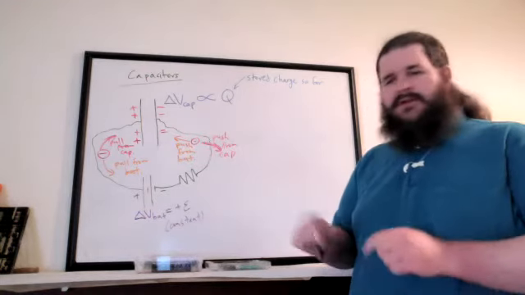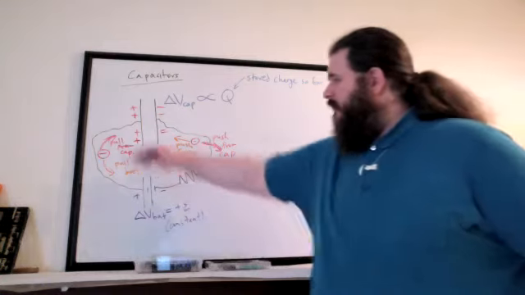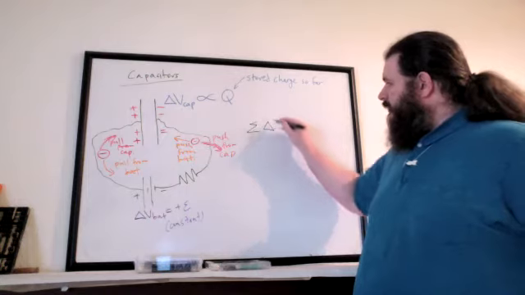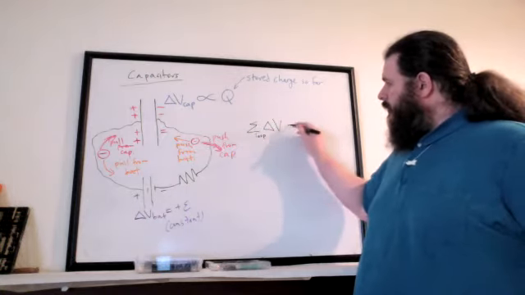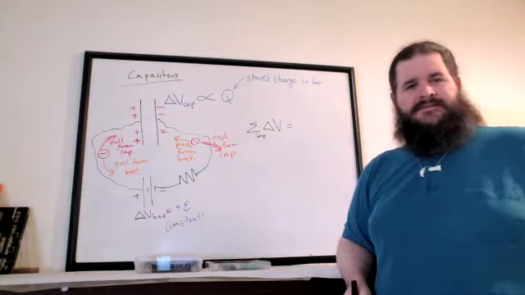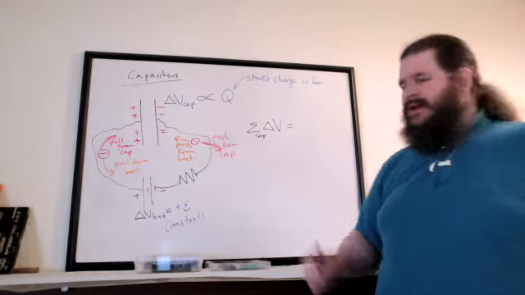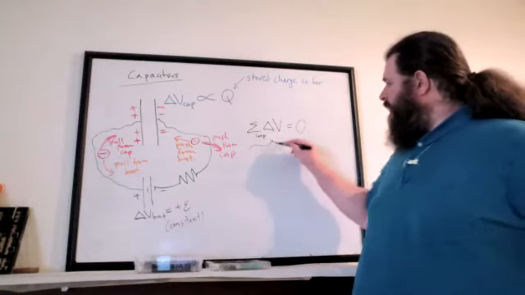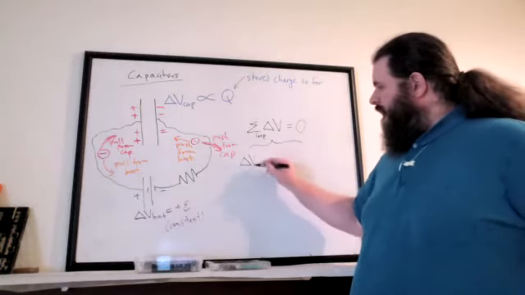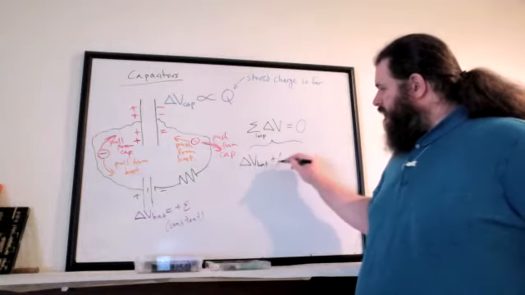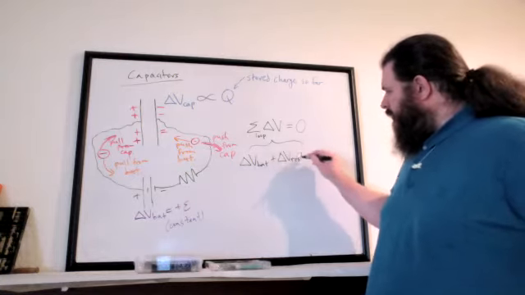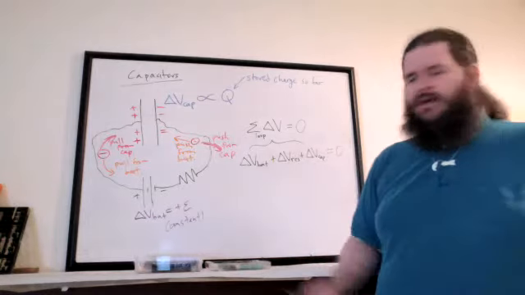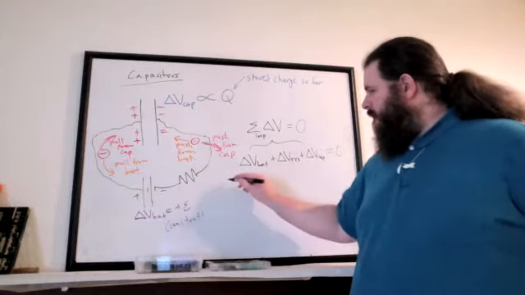And it actually is very helpful to look at the loop rule here. If we write out a loop rule for the entire circuit, the sum of all those delta voltages in that loop would have to add up to what? To 0. Yeah, any complete loop, the voltage differences have to add up to 0. And we can expand that to delta V from the battery plus delta V from the resistor plus delta V from the capacitor equals 0. Battery is always plus epsilon.